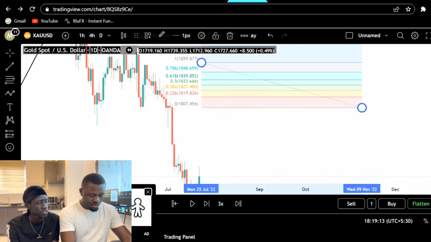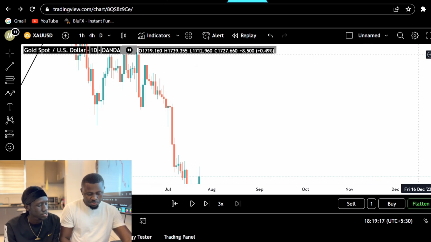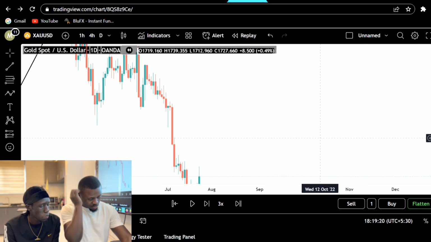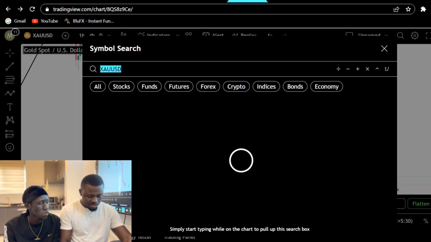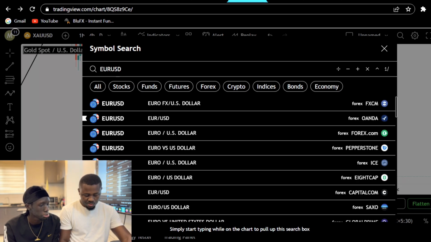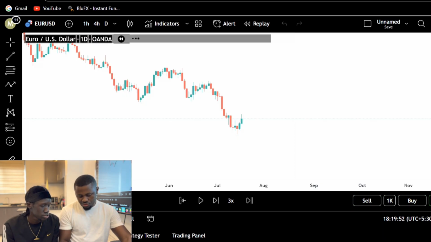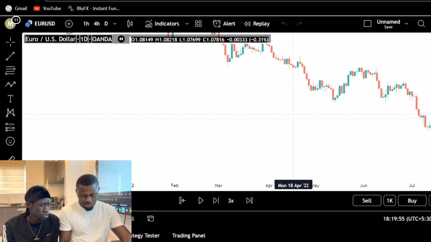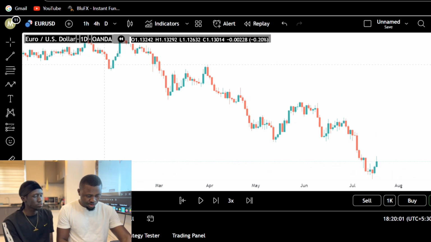So we're going to start with the Euro USD market. We have seen the Euro USD market as one of the perfect markets, and the reason why I trade it so much is because it gives us clear, impulsive moves and retracements, and also it's the most traded currency pair in Forex. This is a clear market that has been giving us impulsive moves and retracements. So I'll show you a sample right here.